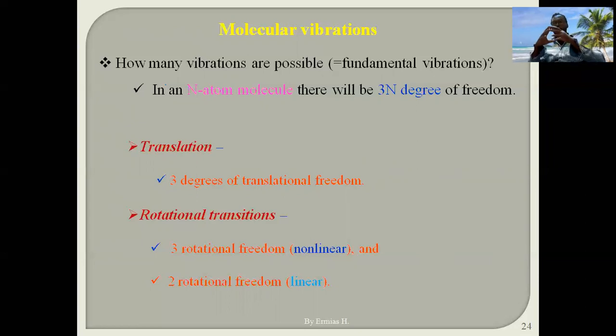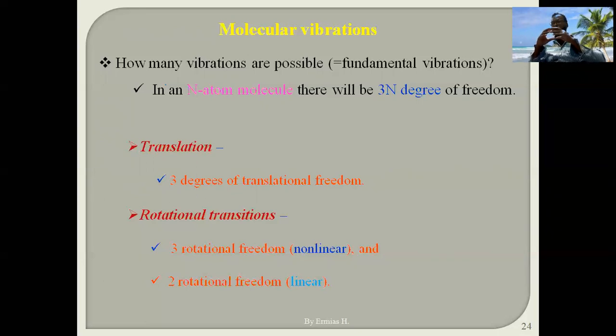In these motions, there is translation and rotation. In translation, there are 3 degrees of translational freedom: translation in the x-axis, the y-axis, and the z-axis, so it is possible to translate the molecule. In rotation, the interatomic distance remains constant, but the entire molecule rotates with respect to three mutually perpendicular axes.